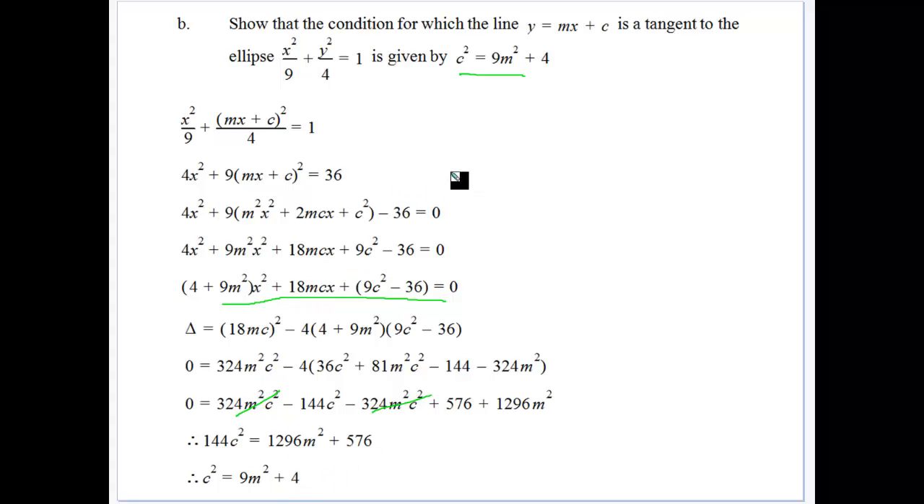We've got to use the ideas that we have about the discriminant here, because if it's going to be a tangent there, it's only going to touch it at one spot. So the discriminant's equal to 0.